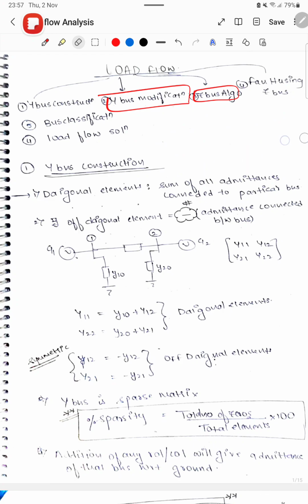Then we'll be moving ahead and we will talk about fault analysis using ZBus. In that we'll talk about fault current. We'll talk about change in voltage at any bus. Then we'll talk about the flow of current, the amount of current flowing from the generator. How do we do that particular calculation? Then further we'll move into classification of buses.